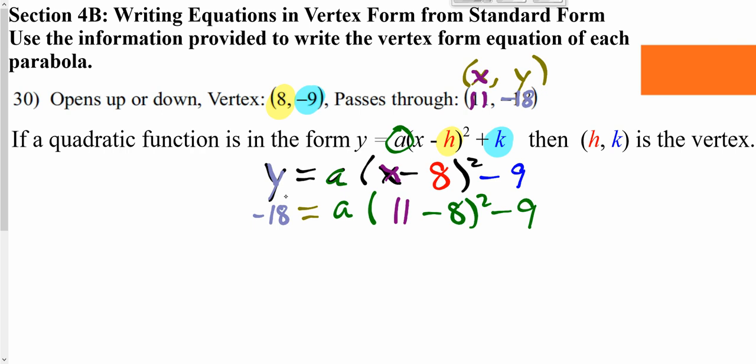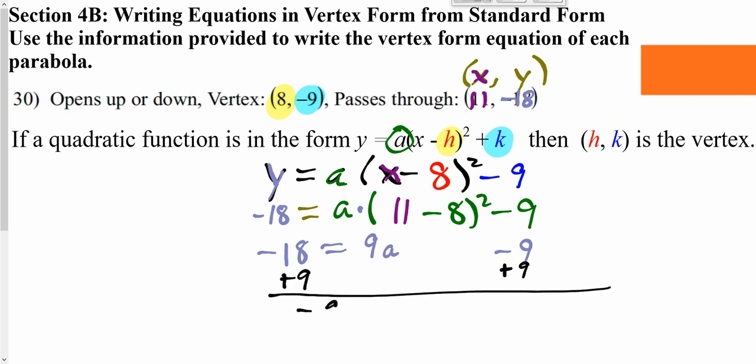So now all I have to do is go ahead and solve this for a. So I get negative 18. When I look at what's in the parentheses, 11 minus 8 is 3. Then I have to square it, and then it's multiplied by a. So I get a 9a, still with this other 9. So to finish solving it for a, I need to go ahead and undo my minus 9.